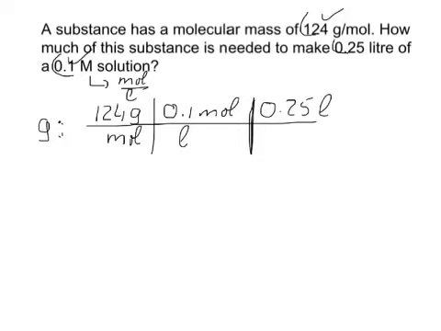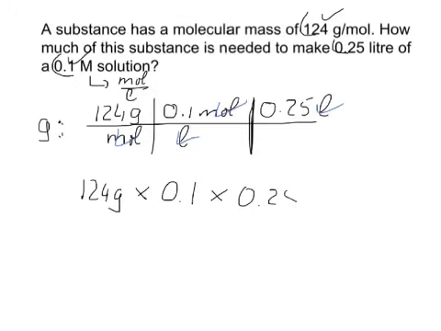And now we can do something really clever. We can cancel out our units. The mole here cancels against this mole, the liter cancels against this liter, and all we have left is 124 gram times 0.1, we don't have any units left here, times 0.25.